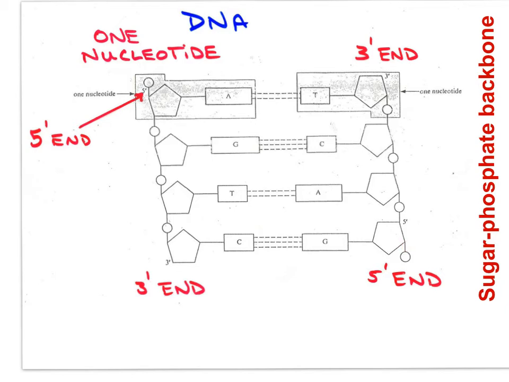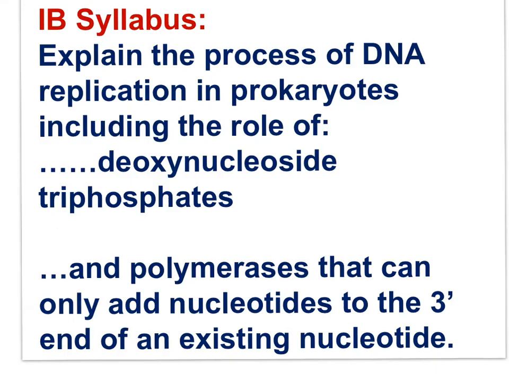Notice the slight mistake by the author of this image. The notation of the 5 prime is given here, and that's not located quite right. It should be here. So here's the IB syllabus statement that moves headlong into the details of replication. Explain the process of DNA replication in prokaryotic cells, including the role of deoxynucleoside triphosphates and polymerases that can only add nucleotides to the 3' end of an existing nucleotide.